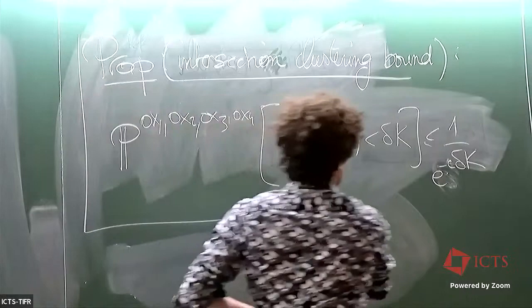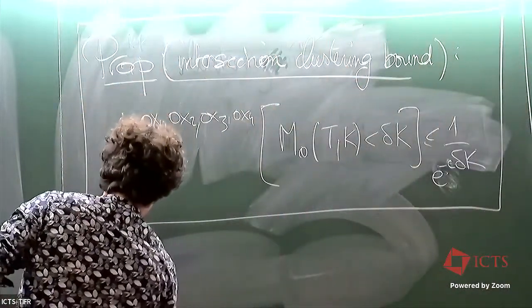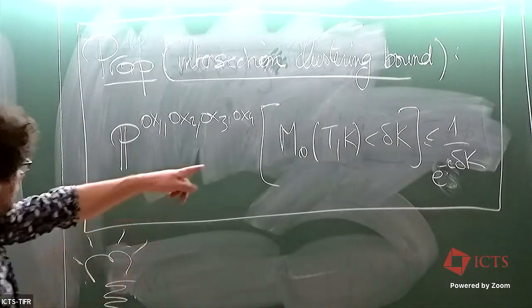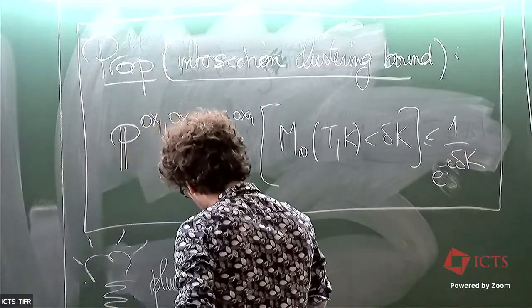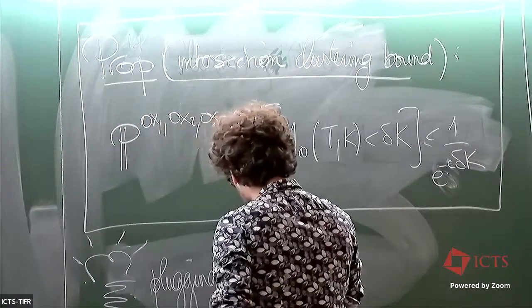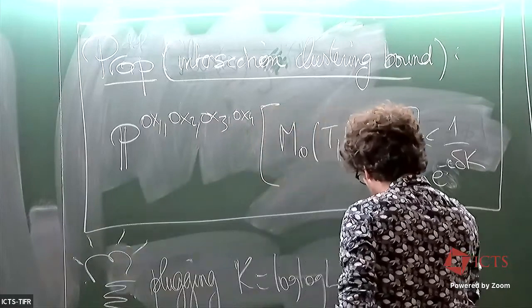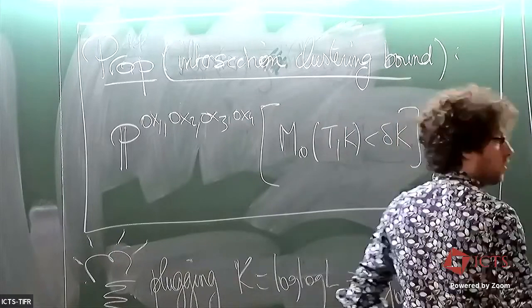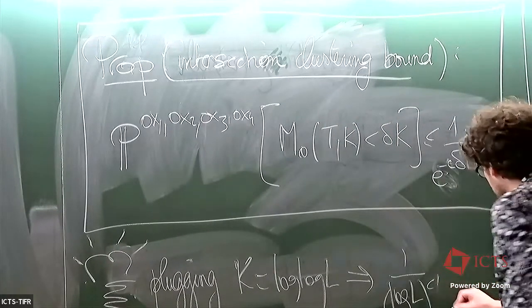If you do that, notice that by plugging k to be log L, we would get a 1 over log L to the C correction. Delta C, I mean, this is not the C prime.